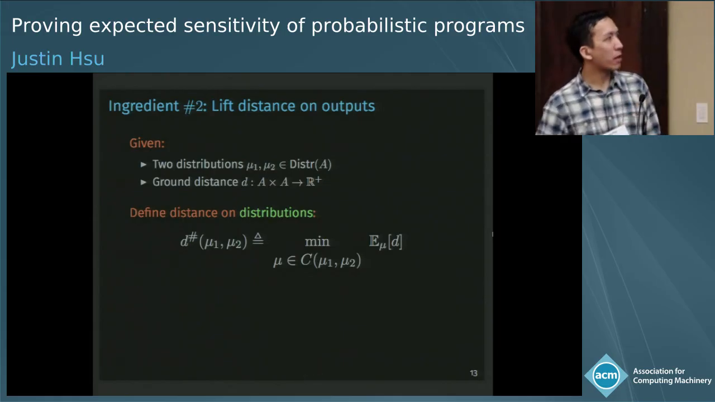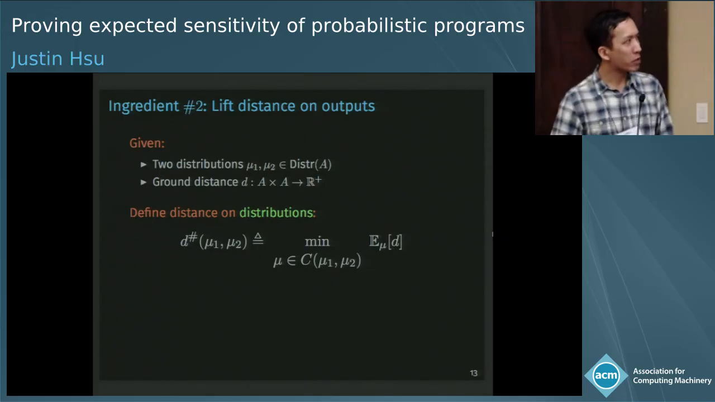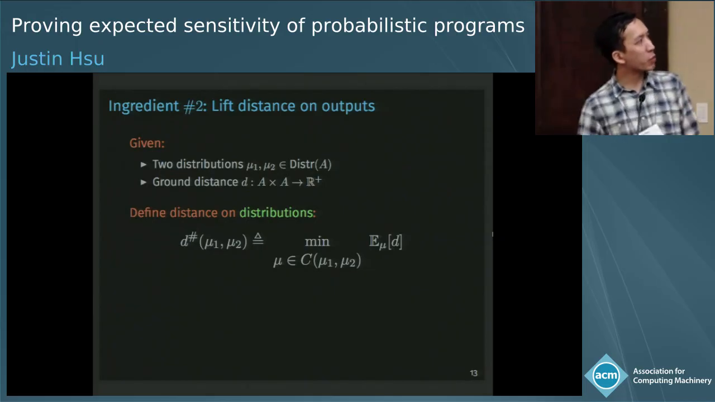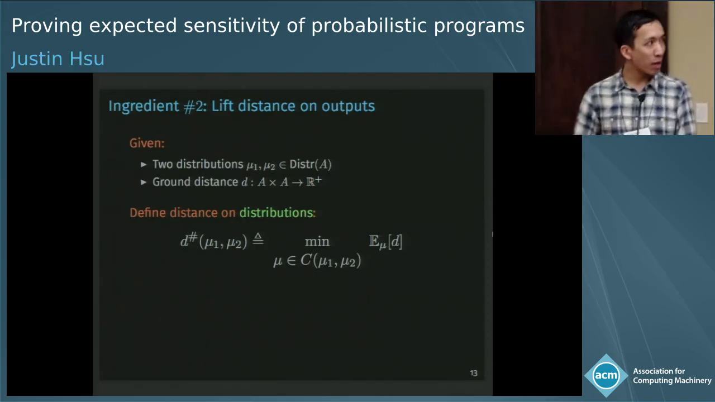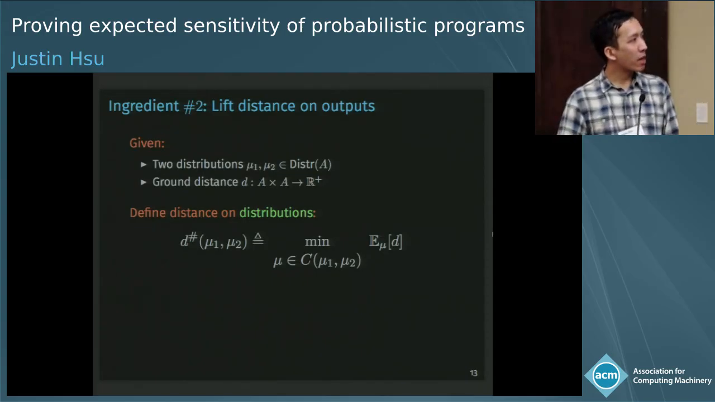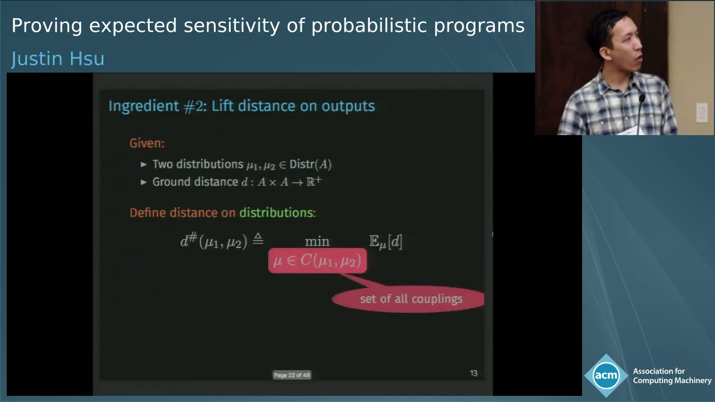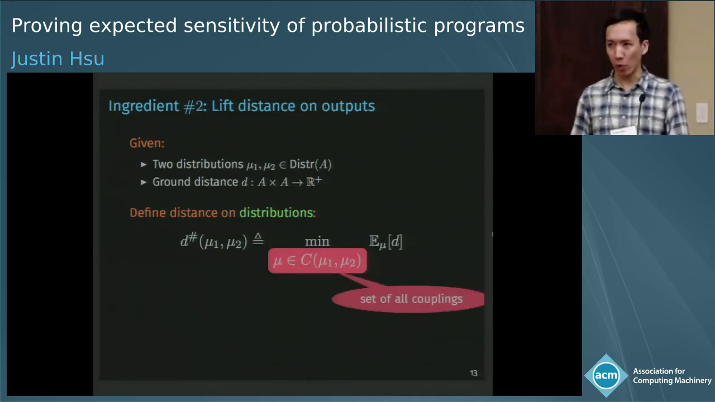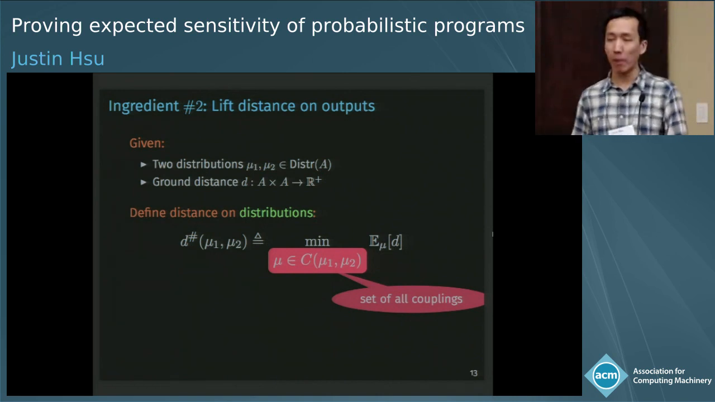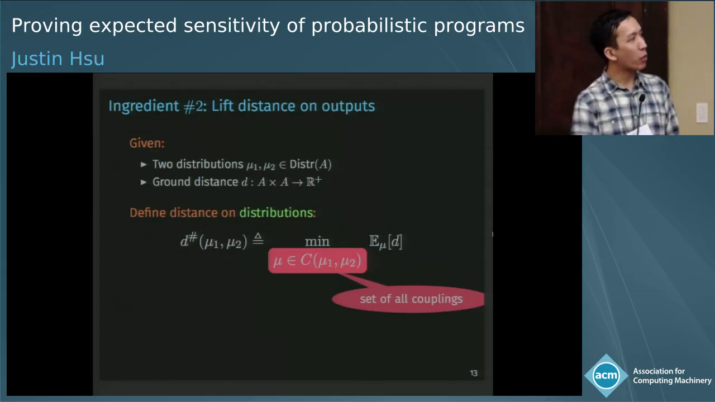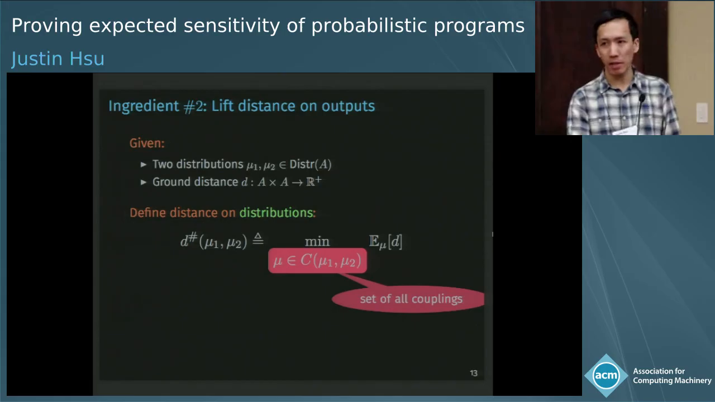So this is the full definition here, and I'll try to walk through it slowly. It looks rather mysterious, but we want to define a distance, which we call d sharp or d lifted, on pairs of distributions, mu1 and mu2. The idea is that we take a minimum over this set C, and the set C is the set of all couplings of mu1 and mu2. So mu on the left is a distribution over pairs, and we're taking the minimum of the average value of the ground distance d over this coupling.